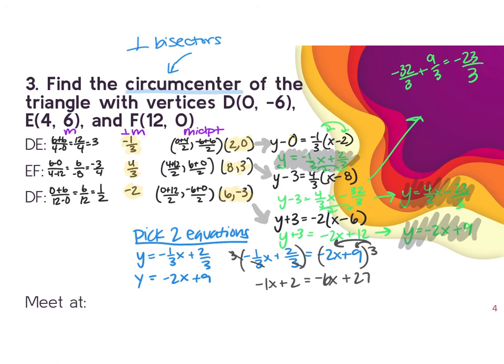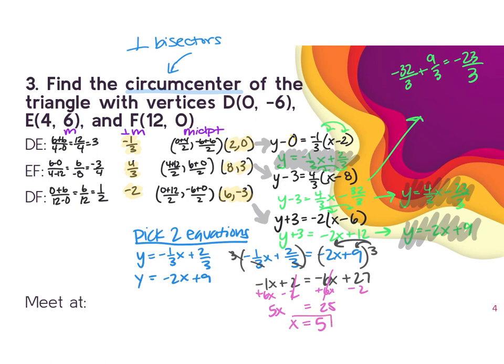Now I want to get all of my x's on one side and all of my constants on the other. So I'm going to add 6x to both sides, subtract 2 from both sides. 1x minus 6x is 5x. My 2's cancel. On the other side, my negative 6 plus 6 cancels. 27 minus 2 is 25. Divide both sides by 5, and I get x equals 5.